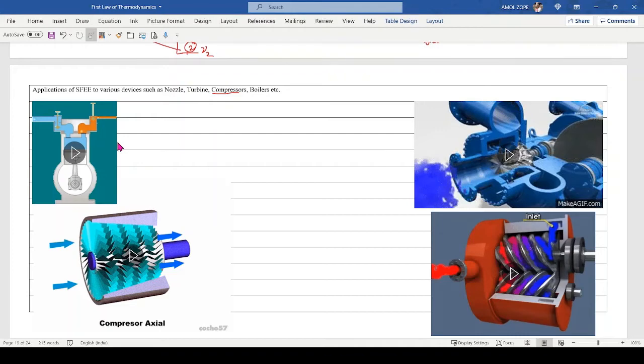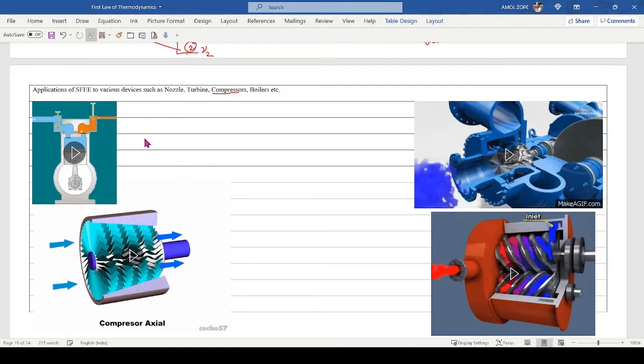So what is the basic function of a compressor? It is to increase the pressure. Now to increase the pressure, naturally, this process will not occur spontaneously. So for that we need to give some energy.